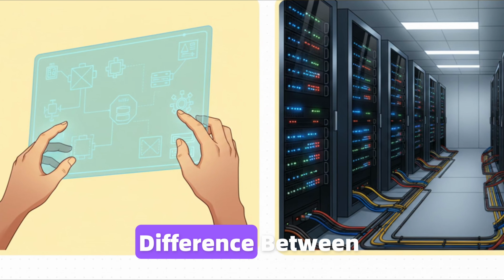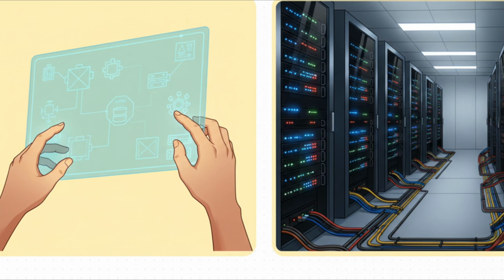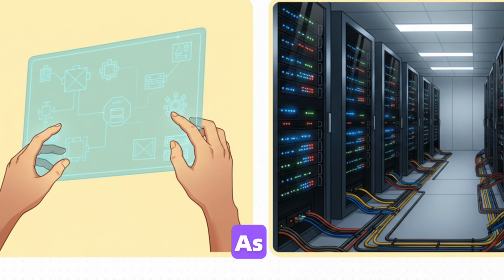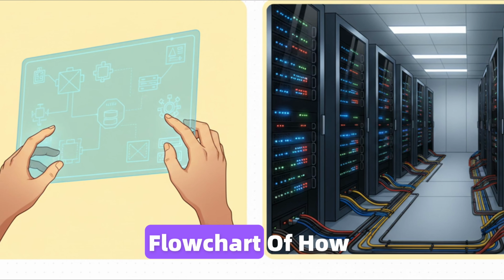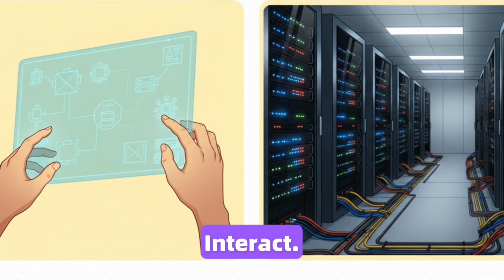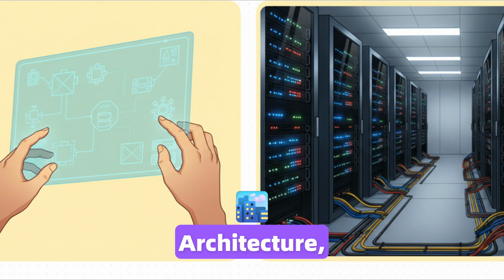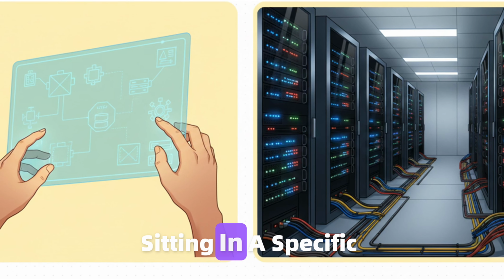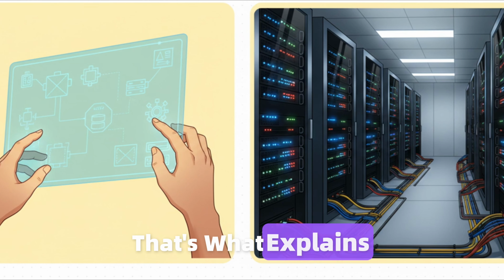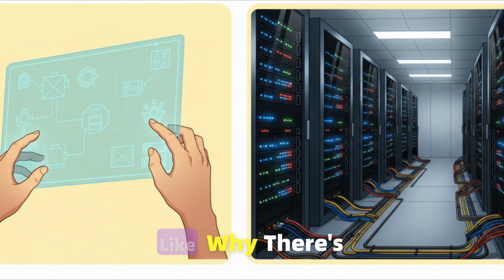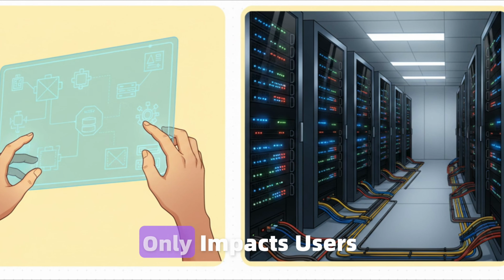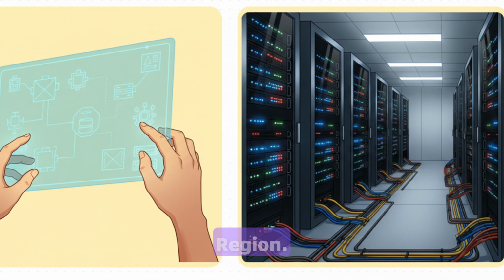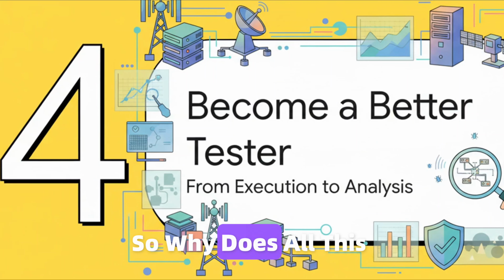Next is understanding the difference between logical and physical architecture. You know, as testers, we mostly see the logical view, that nice, neat flowchart of how systems are supposed to interact. But the physical architecture, the actual servers sitting in a specific data center, that's what explains those real-world problems, like why there's more latency on one coast than the other, or why a failure only impacts users in one specific region.